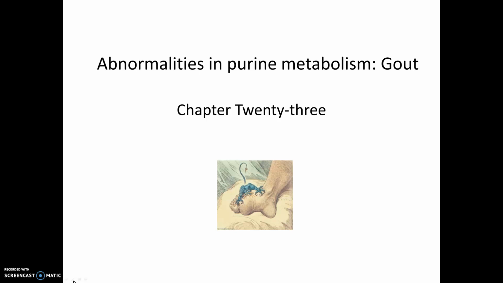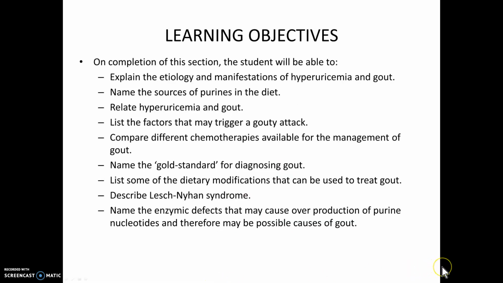I'm going to talk here just for 15 minutes about gout, the most common recurrent type of arthritis. The learning objectives from the biochemistry section of the curricular guide indicate that it's important for us all to be able to explain the etiology and manifestations of both hyperuricemia and gout.